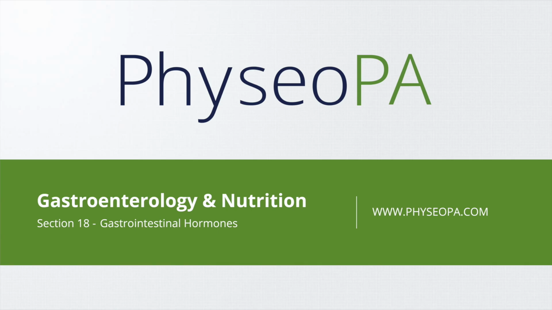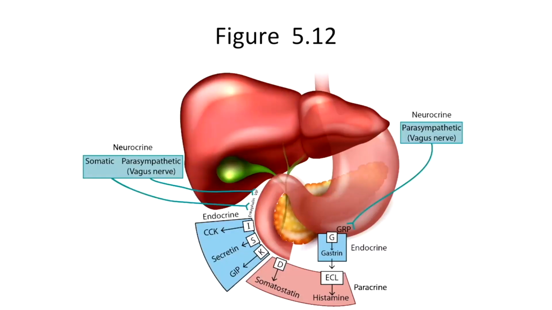In this section, we will discuss the gastrointestinal hormones. So let's get started. So here's figure 5.12 from your text. And as you can see, there are three categories of hormones, which are each color-coded. In blue are the endocrine hormones, in green are the neurocrine hormones, and in red are the paracrine hormones.